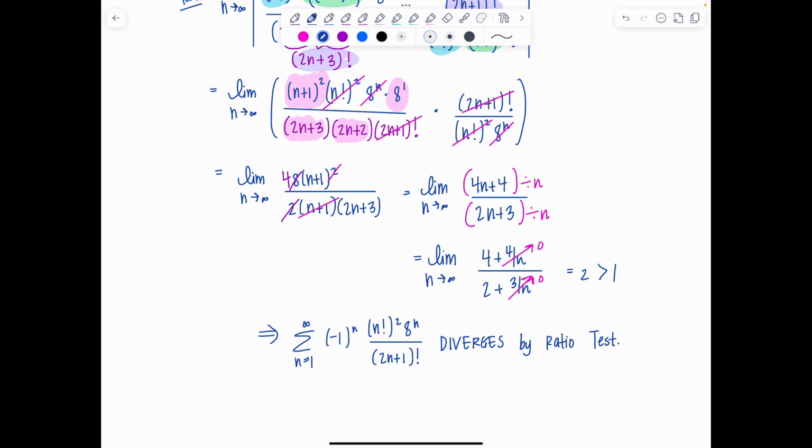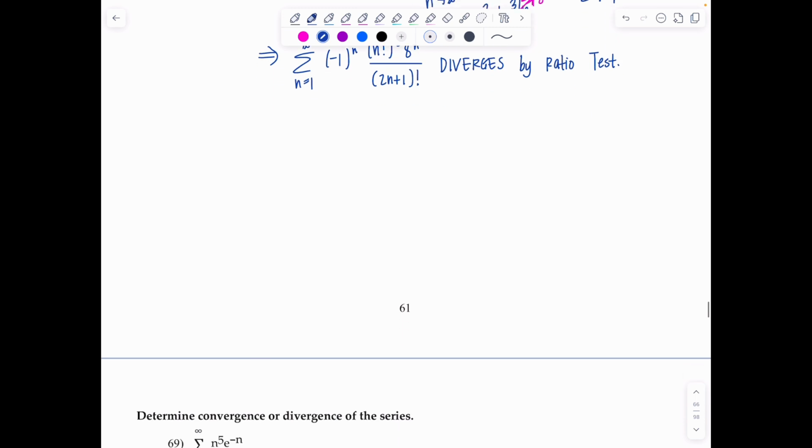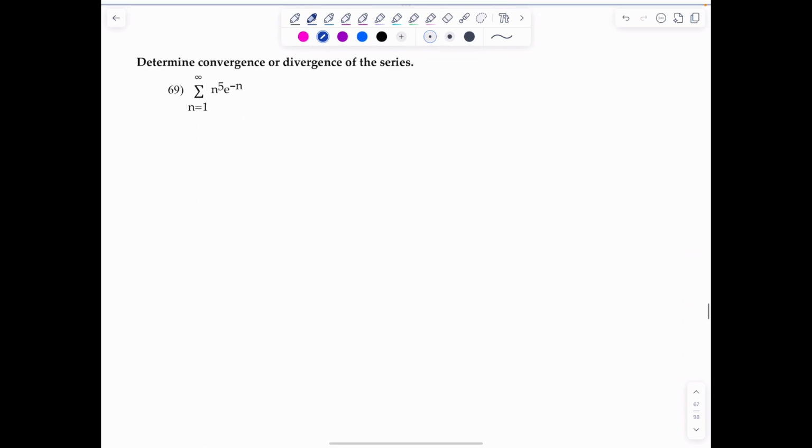Okay, and so you don't need to check anything else. We're done. One and done. Okay, enough with conditional and absolute convergence. Now we're just going to talk about regular convergence or divergence, so you don't need to take any absolute values or whatever. But I'm not telling you what test to use, okay?